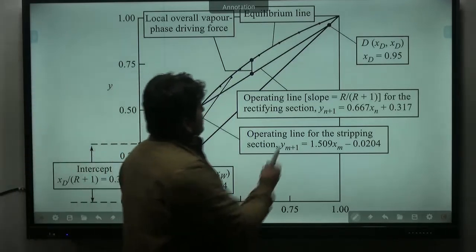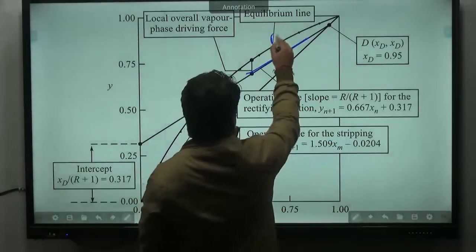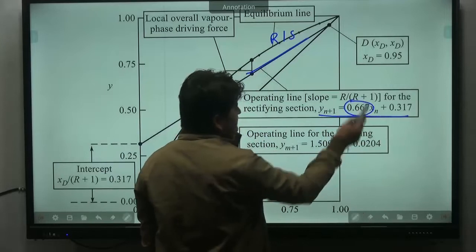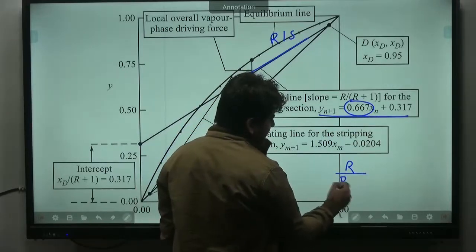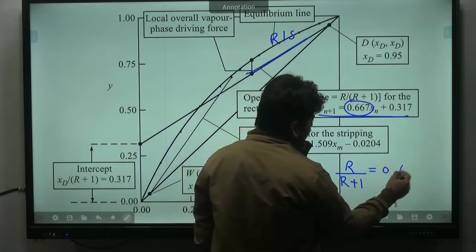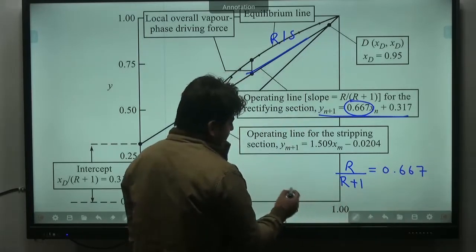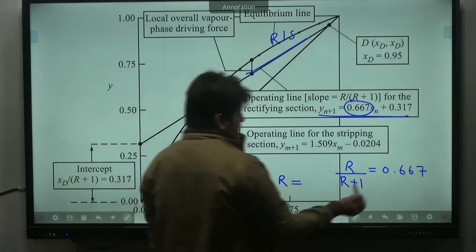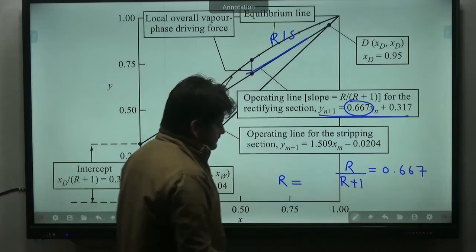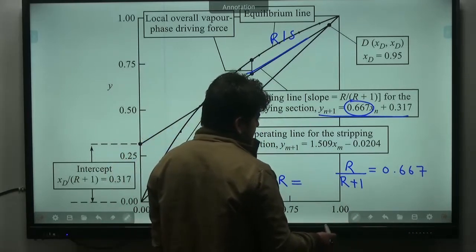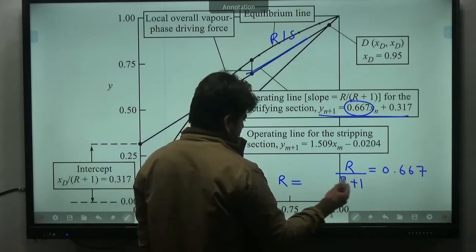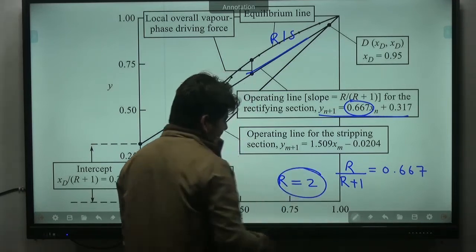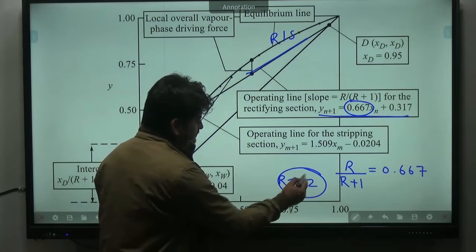See, this is the operating line of the rectifying section. Here they have mentioned the operating line equation is this, which means this is the slope. And what is the slope of the operating line? R over R plus 1, that is equal to 0.667. So from here you can calculate R. That will be this, almost. You can check.